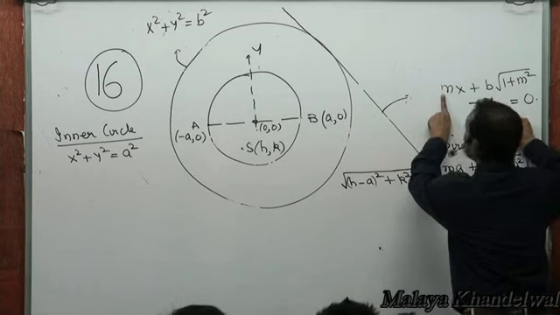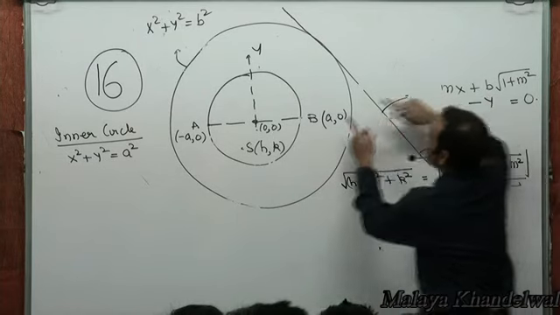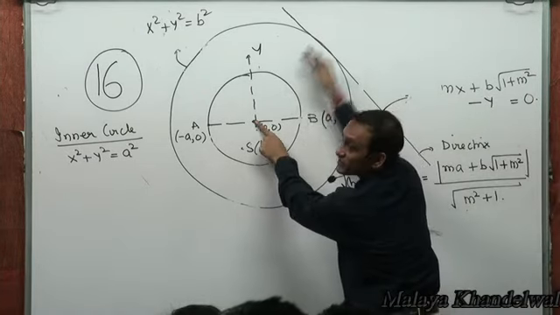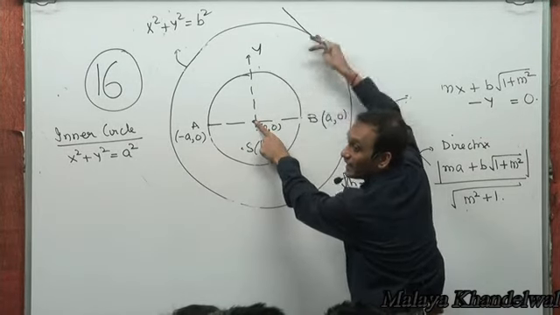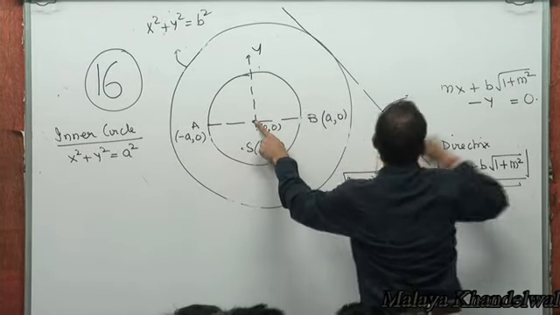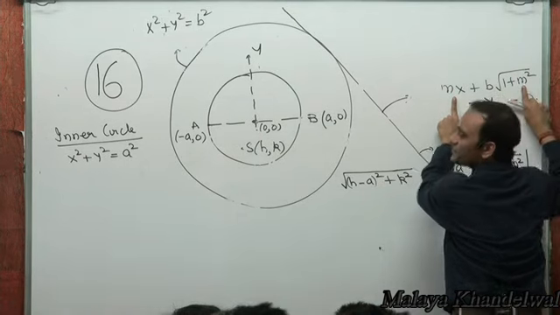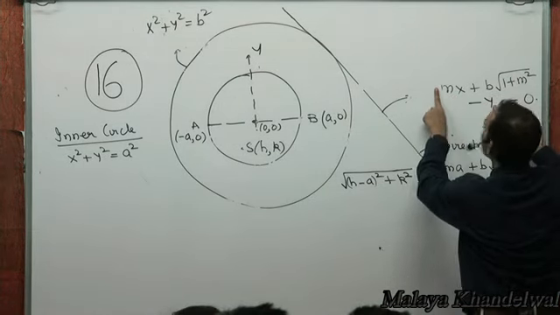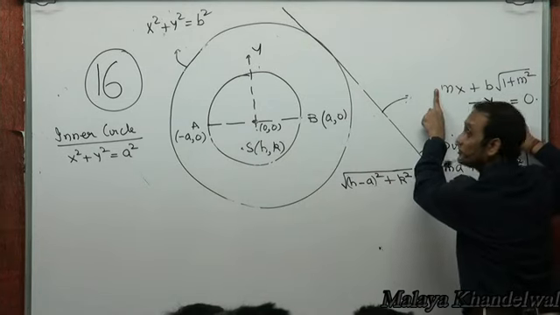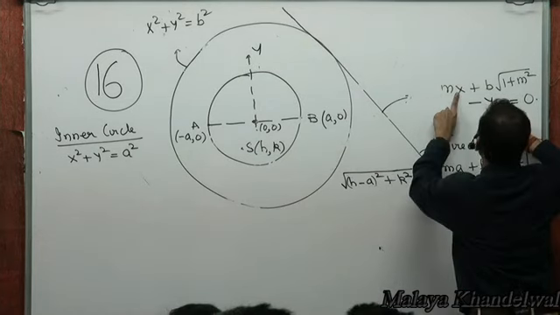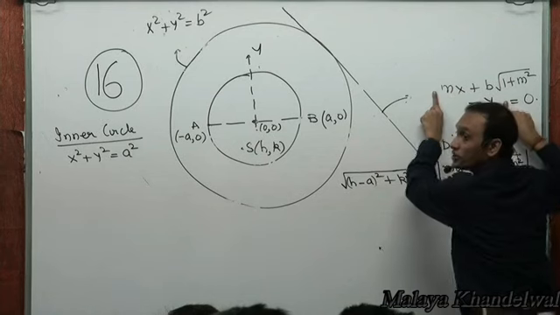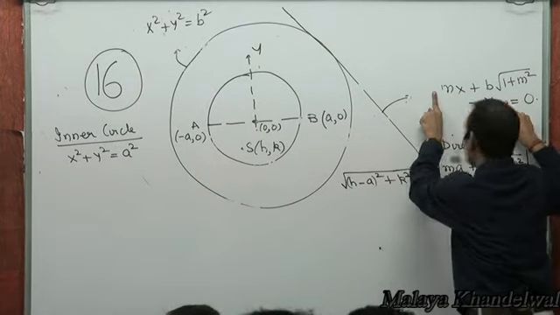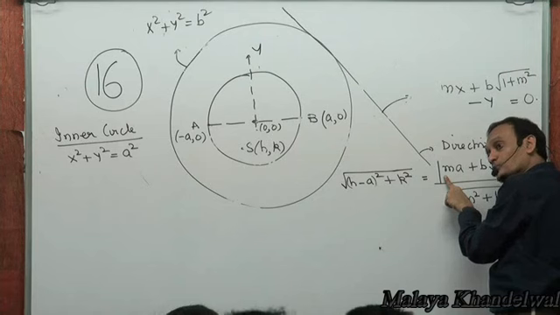Now, in this expression, origin and B lie on the same side of this line. So the origin gives me a positive number. If you plug in x equal to 0, y equal to 0, this expression is rendered positive. So if you plug in x equal to a and y equal to 0, then also this expression must be positive. That means the quantity inside the modulus must be a positive number.